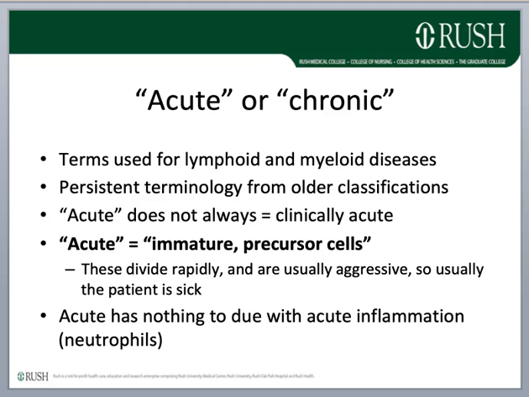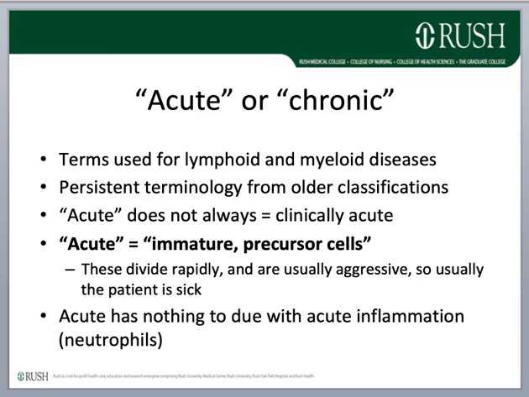Okay, let's start off with the basics, some definitions. What do we mean by acute leukemias versus chronic leukemias? These are terms that are used to classify lymphoid and myeloid proliferative diseases. These terms are persistent terminology from older classifications, but it's important to realize that the term acute does not always mean clinically acute, and what it actually refers to is those leukemias that are composed of immature precursor cells.